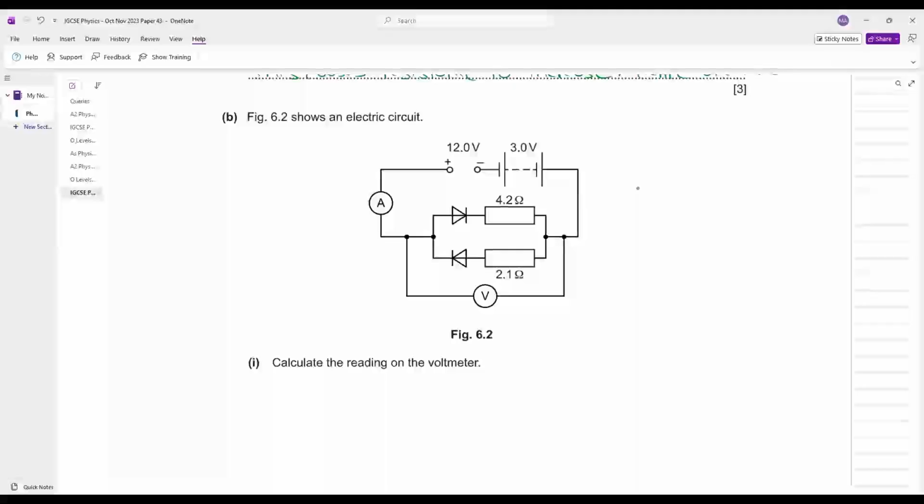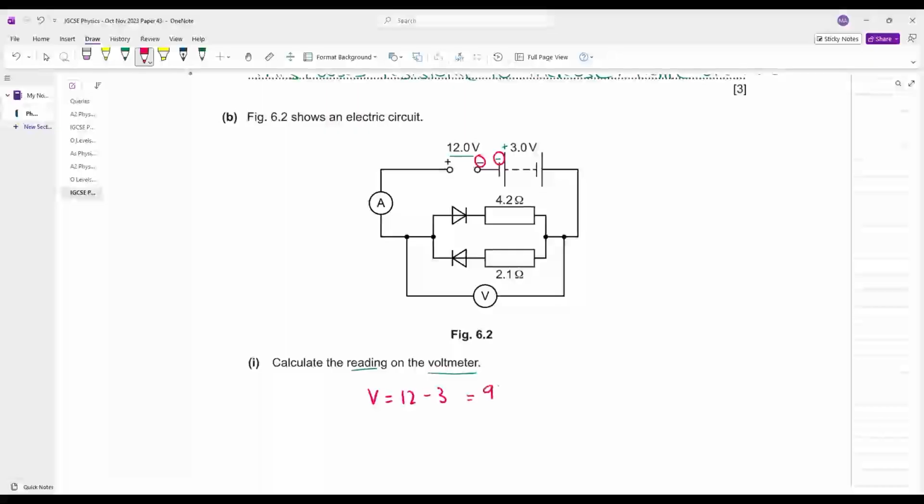Figure 6.2 shows an electric circuit. Calculate the reading on the voltmeter. How will you calculate it? Can you see we have one battery of 12 volts? This is its positive terminal, this is the negative terminal. Then you have a 3 volt battery. This is the negative terminal, this is the positive terminal. Can you realize that the negative terminal of the 12-volt battery coincides with the negative terminal of the 3-volt battery? What will be the reading on the voltmeter? 12 minus 3, that equals 9 volts.